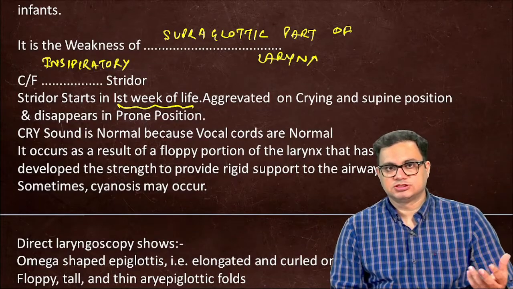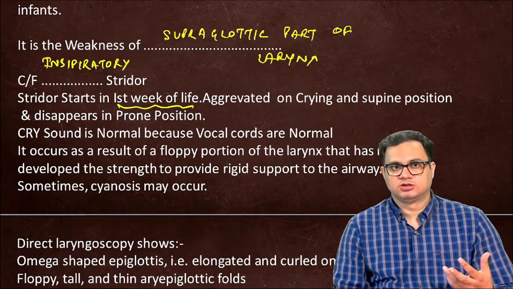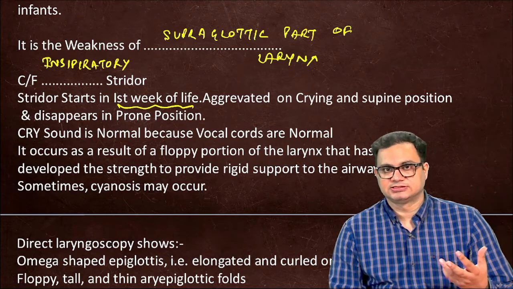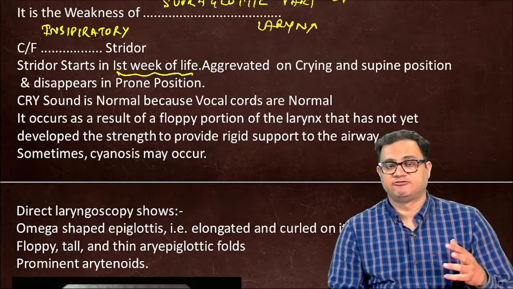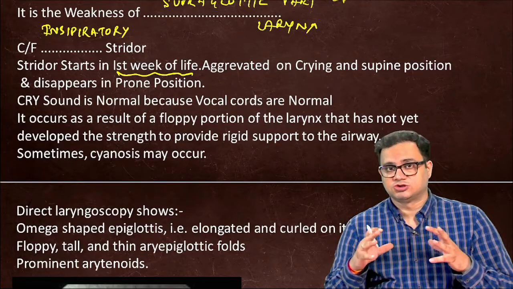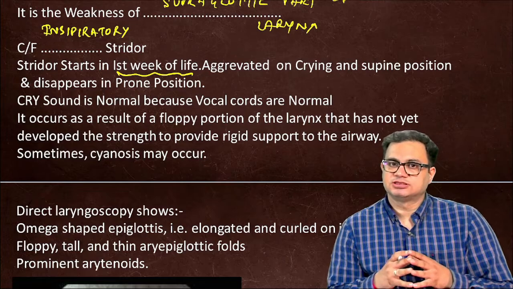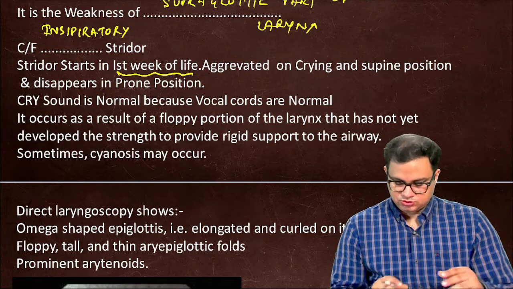The cry of the baby is normal because the vocal cords are normal, and basically this condition occurs as a result of the floppy portion of the larynx, where the strength has not yet developed to provide rigid support to the airway. And sometimes in this condition we also see cyanosis.